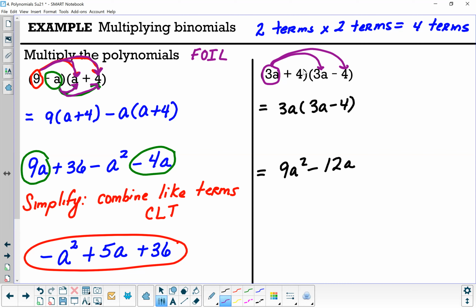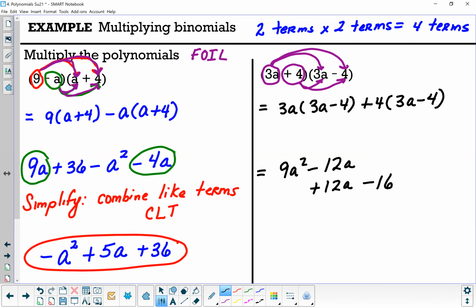Now the other half, the plus 4. So here is multiplying your inners and your last. So essentially we're saying we're multiplying the plus 4 to the 3a minus 4. So that's going to give me 4 to the 3a is plus 12a. And 4 to the minus 4 is going to give me minus 16.